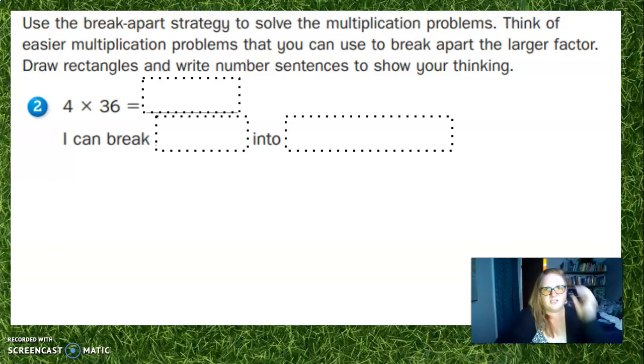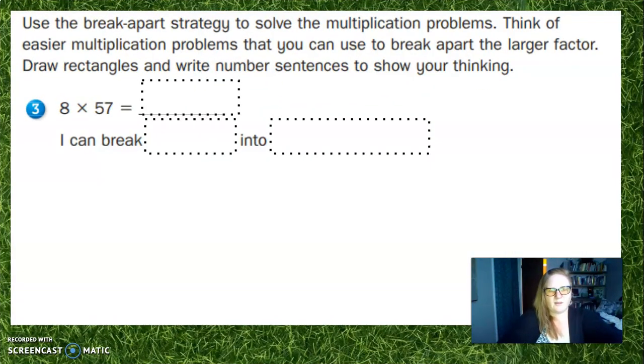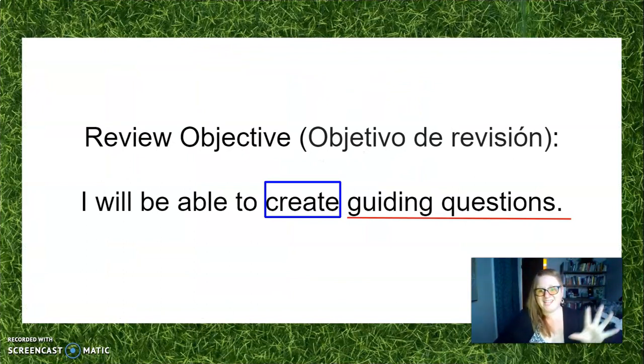Use the break apart strategy to solve the multiplication problems. You have 4 times 36. I could break into... And 8 times 57. I could break into... Okay, so that's it for math.